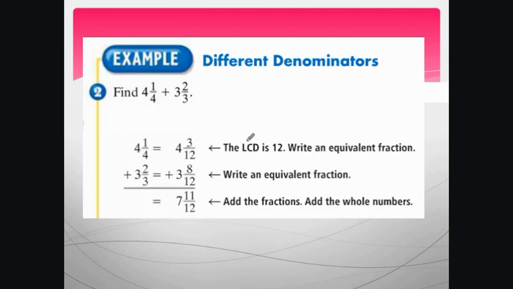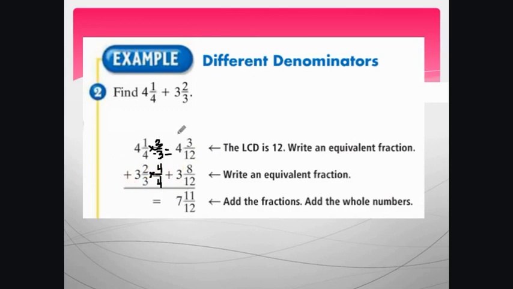So having a least common denominator of 12, we're multiplying both our numerator and denominator by 3. So 4 times 3 equals 12 and 1 times 3 equals 3. So we're left with a new mixed number of 4 and 3 over 12. Then we're writing an equivalent fraction of 3 and 2/3 with a common denominator of 12. So we're multiplying both our numerator and denominator by 4. So from there, we can solve that our denominator 3 times 4 equals 12 and 2 times 4 equals 8. And then we just carry over our whole number.